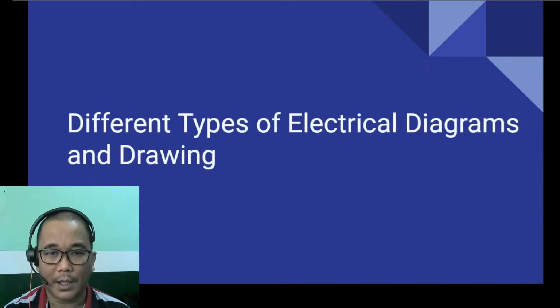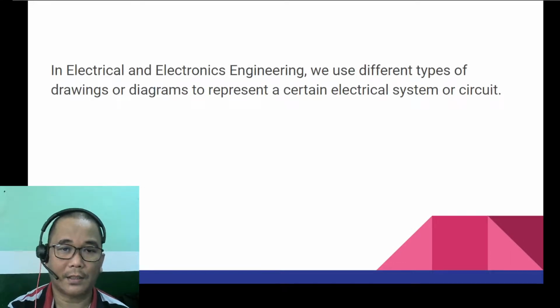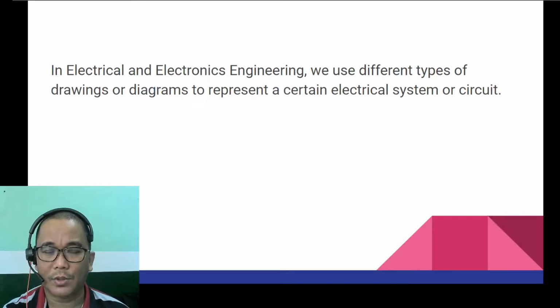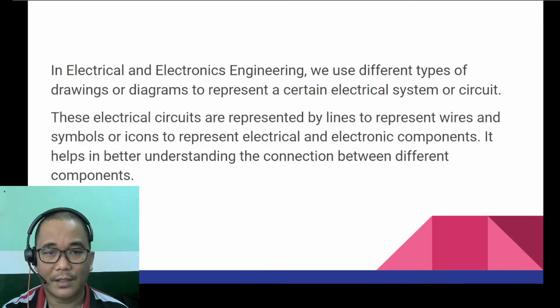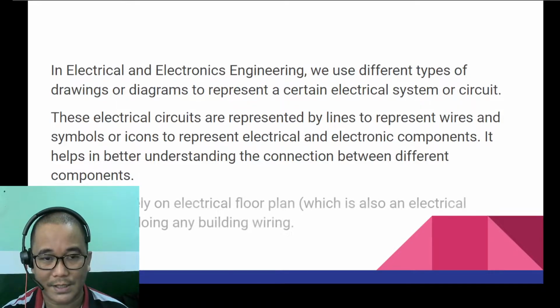What I am going to discuss today is about different types of electrical diagrams and drawing. In electrical and electronics engineering, we use different types of drawing or diagrams to represent a certain electrical system or circuit. These electrical circuits are represented by lines to represent wires and symbols or icons to represent electrical and electronic components. It helps us better understand the connection between different components.